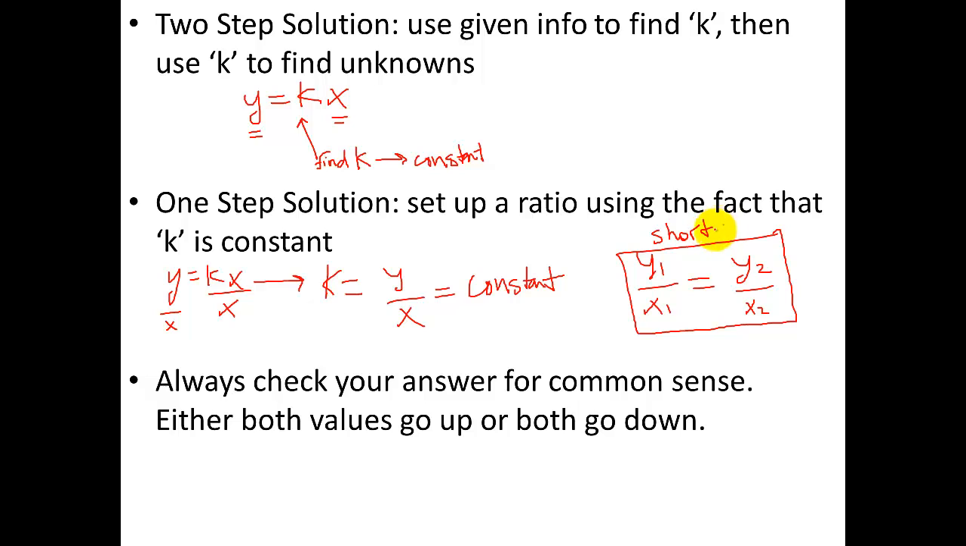You only want to use this for direct variation. If you try to use it for anything else, it's not going to work. But for direct variation, you don't actually have to find the value of k to solve the problem. You could use this shortcut, whereas the two-step solution is to first find k and then use k to find the answer. Last thing is always check your answer for common sense.